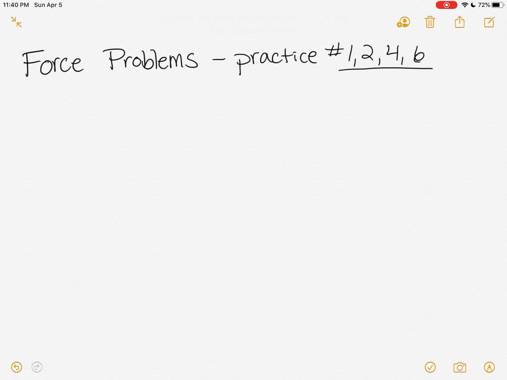The other 4 are for you guys to try on your own, and I have included an answer key as well. So we're going to start with practice question number 1. It comes from that forces problems slide deck. We have a locomotive, and it's pulling a train car.